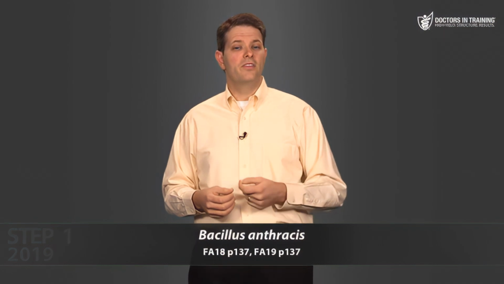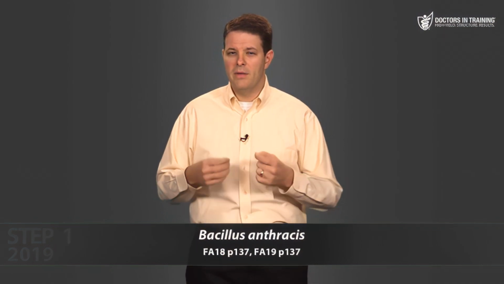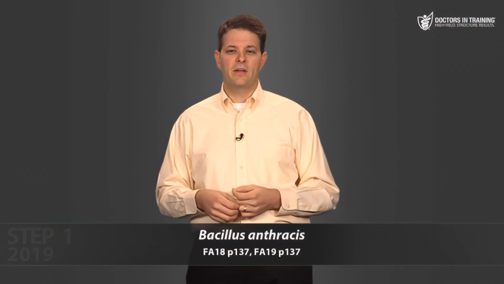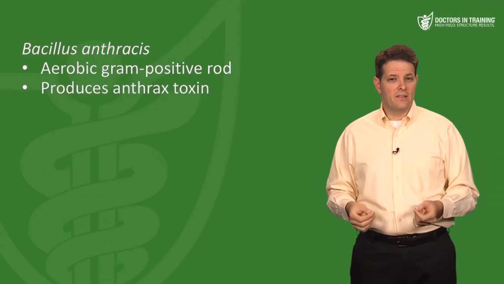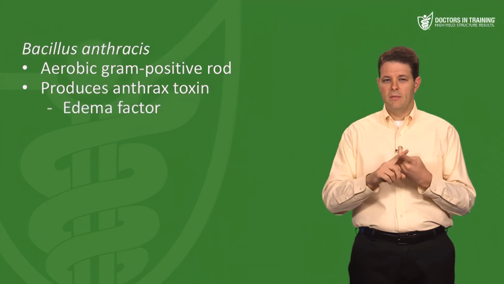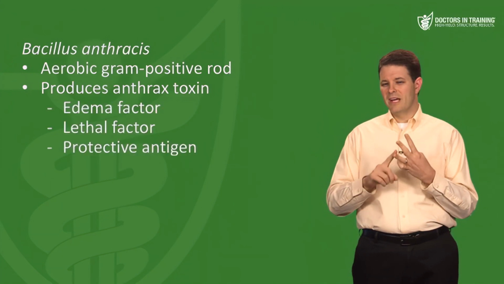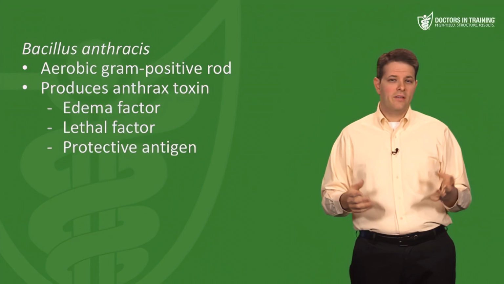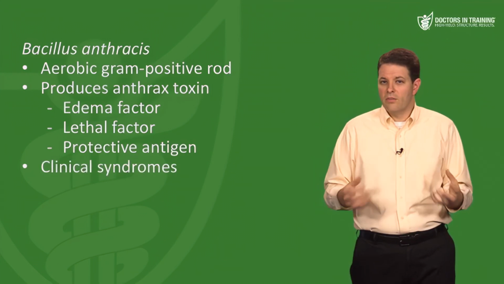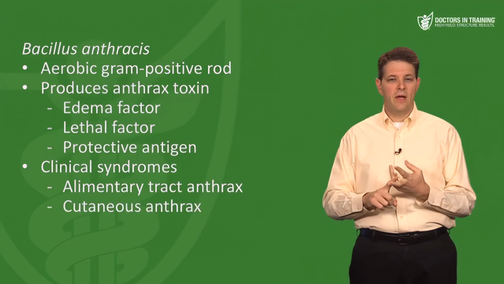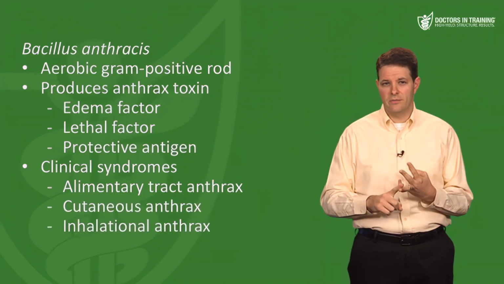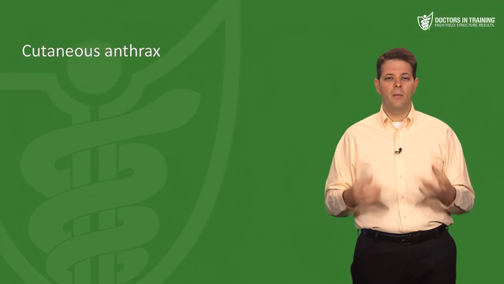Now let's talk about the other spore-forming gram-positive rod, Bacillus anthracis. So this is the bacteria that causes anthrax. Bacillus anthracis produces anthrax toxin, which has 3 components: edema factor, lethal factor, and protective antigen. Now, anthrax can cause different syndromes depending on where the spores land in the body. There's alimentary tract anthrax, cutaneous anthrax, and inhalational anthrax. Cutaneous anthrax is the most common form.